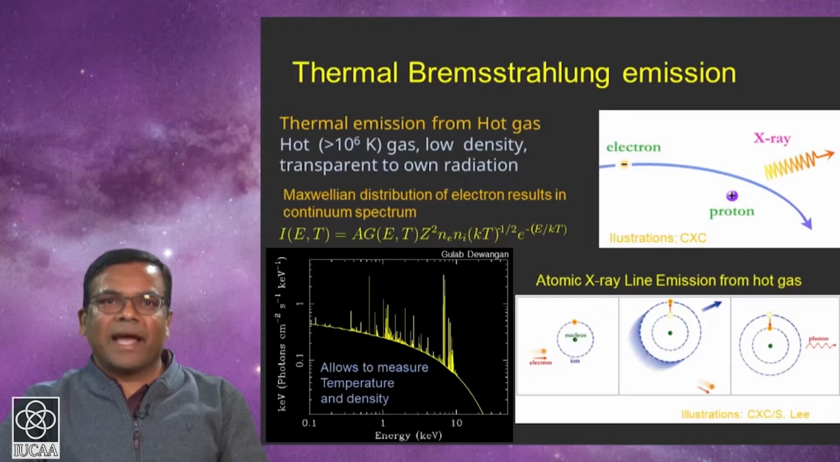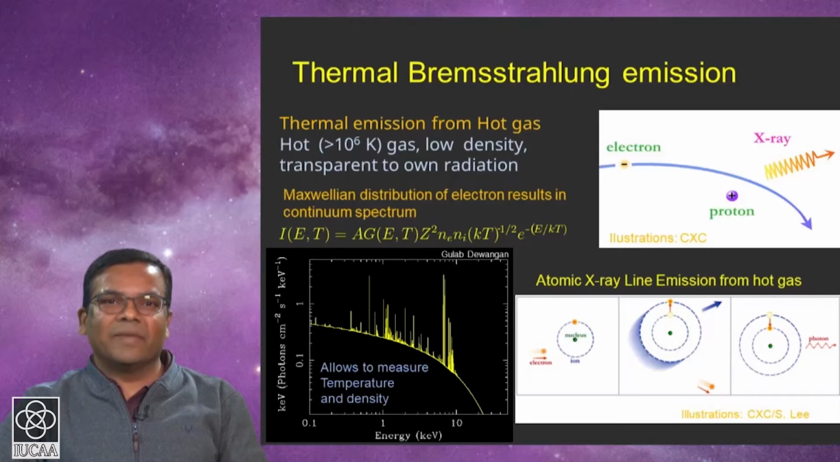In a thermal gas with this kind of temperature, the distribution of electrons is essentially Maxwellian, and this Maxwellian distribution of electrons results in continuum radiation with a characteristic shape which has an exponential cutoff, determined by the temperature. If the particle energies are high, that means the temperature is high, then the photon energies from the thermal Bremsstrahlung emission are also high. So, if the temperature is high, the spectrum extends to higher energies.